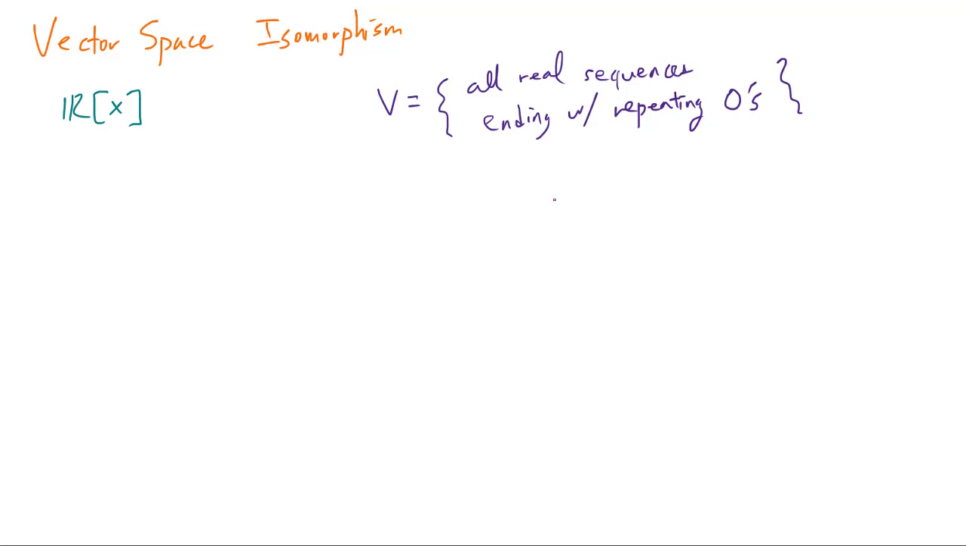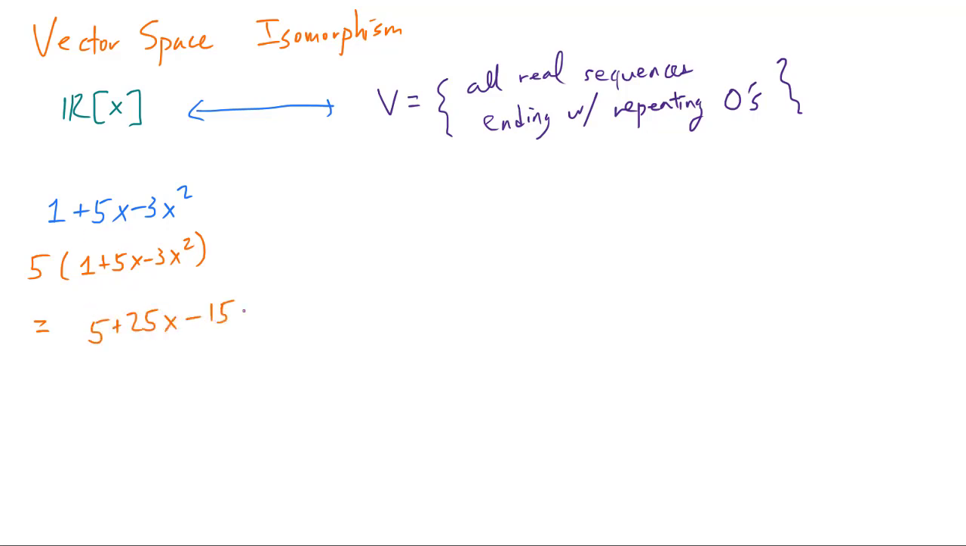But now I want you to realize that there is a very intimate connection between these two vector spaces. Namely, for example, let's consider a real polynomial like 1 plus 5x minus 3x squared. And let us consider scaling this by 5. So when we're scaling this, then we're simply multiplying 5 component-wise onto the coefficients of the polynomial. So it's going to be like 5 plus 25x minus 15x squared.